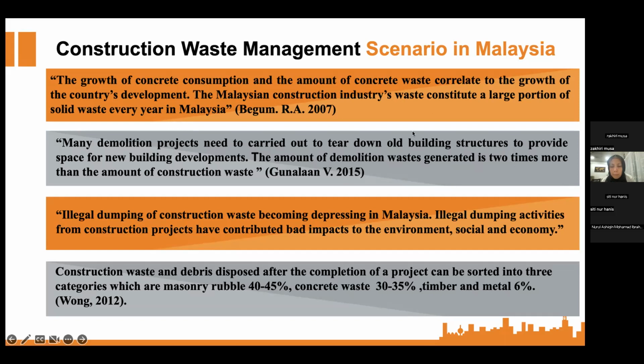Next, the scenario in Malaysia from Wang states that the construction waste and debris disposed after the completion of a project can be sorted into 3 categories, which are masonry rubble, 40 to 45%, concrete waste, 30 to 35%, and timber and metal, 6%.